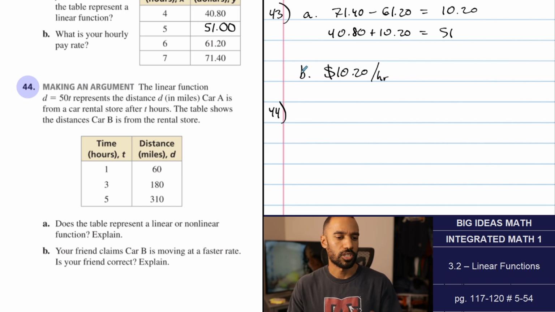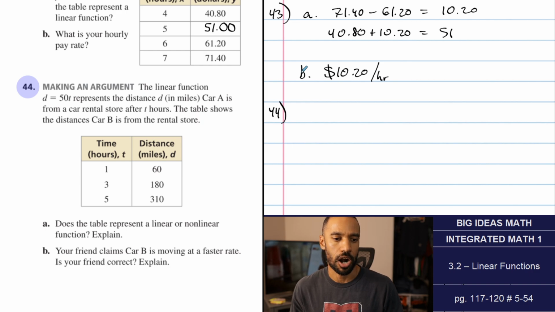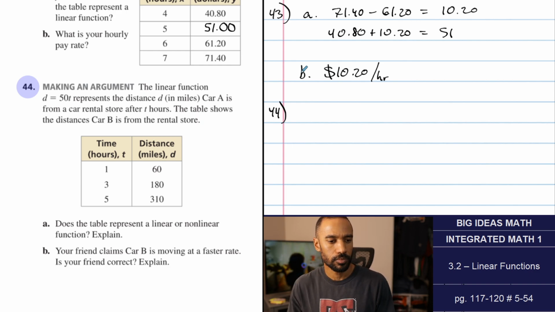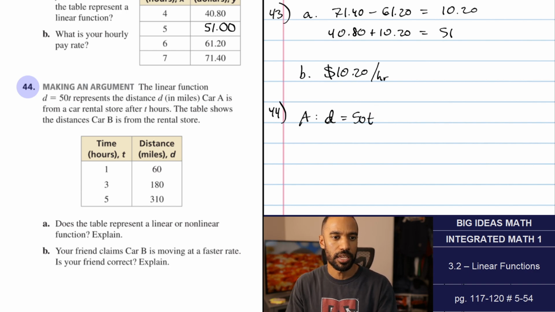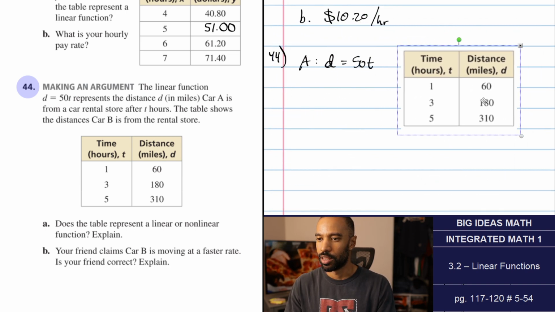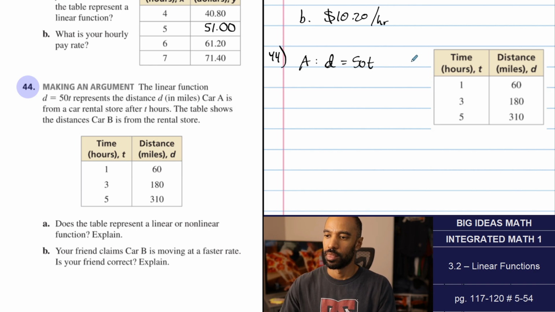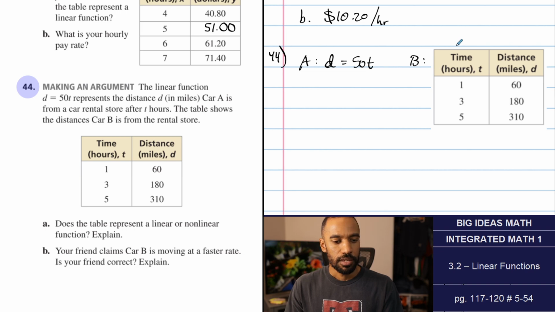So this is saying after you rent a car, you're driving away from here. It says the table shows the distances car B is from the rental store. Oh, car A uses d equals 50t. Car B uses this table. That's the setup. Does the table represent a linear or nonlinear function?